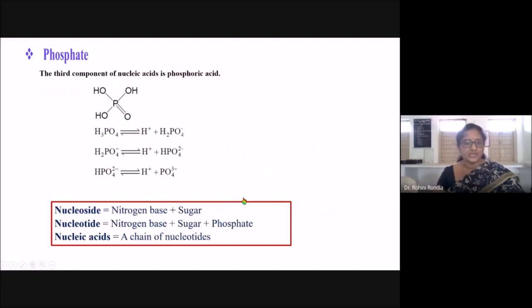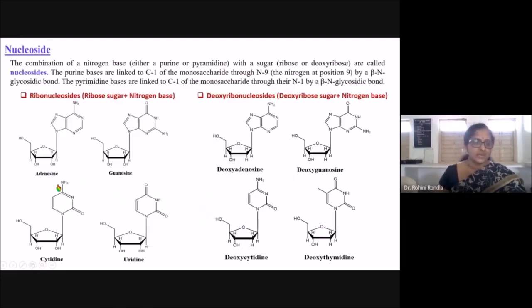Now apply this numbering here. See this. This is the first carbon, right? And 1, 2, 3, 4, and this is the fifth carbon. Okay. And see this. The purine bases, adenine and guanine, are linked to C1 of the sugar through N9.